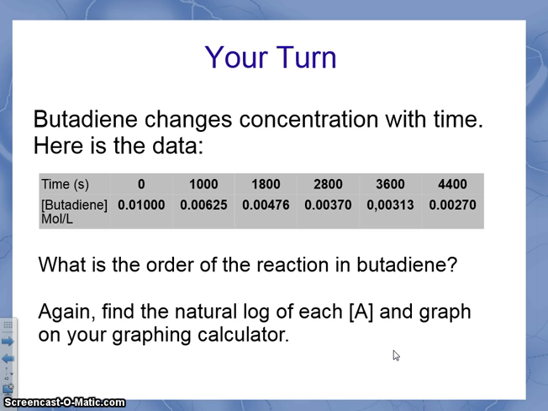Now let's suppose we look at the butadiene concentration with time. Here's the data in this reaction, and we want to know what the order is. So find the natural log of each of these concentrations of butadiene. That's a period, by the way. And plot it against the various times here in seconds on your graphing calculator.